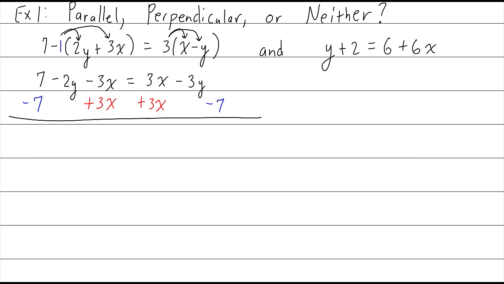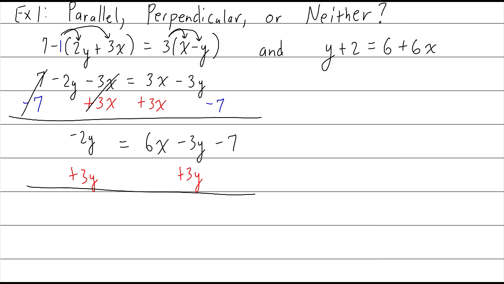All right, so let's see. 7 minus 7 will cancel. I still have -2y. -3x plus 3x will cancel. 3x plus 3x is 6x. Minus 3y minus 7. Oh, I could have taken care of that minus 3y. Let me go ahead and take care of that now. I'm going to add 3y to both sides. That'll take care of that y on the right. Those cancel. -2y plus 3y is 1y. 6x, those canceled, minus 7.